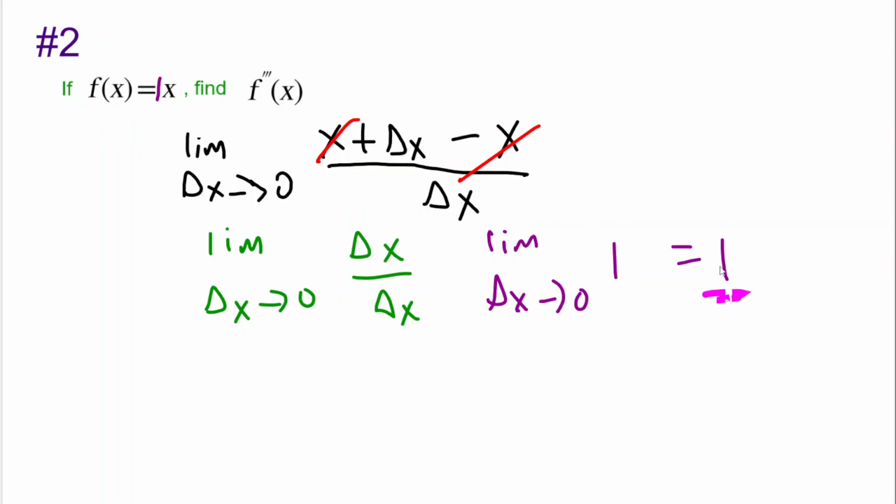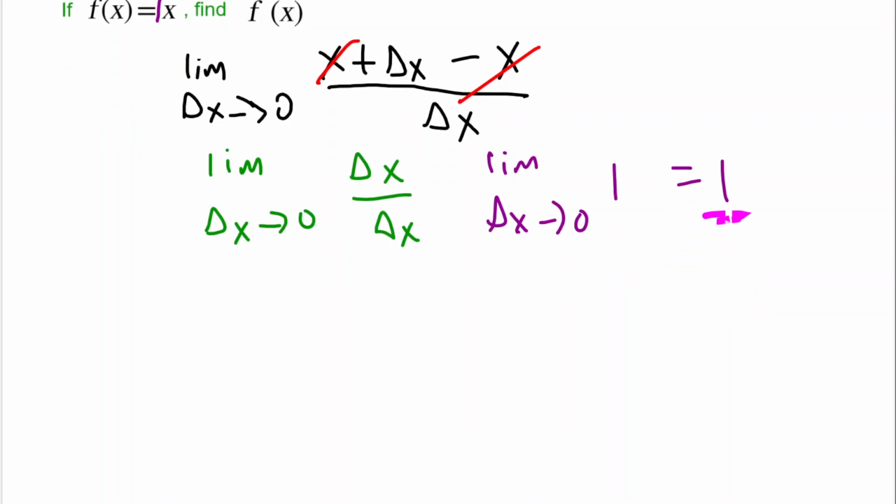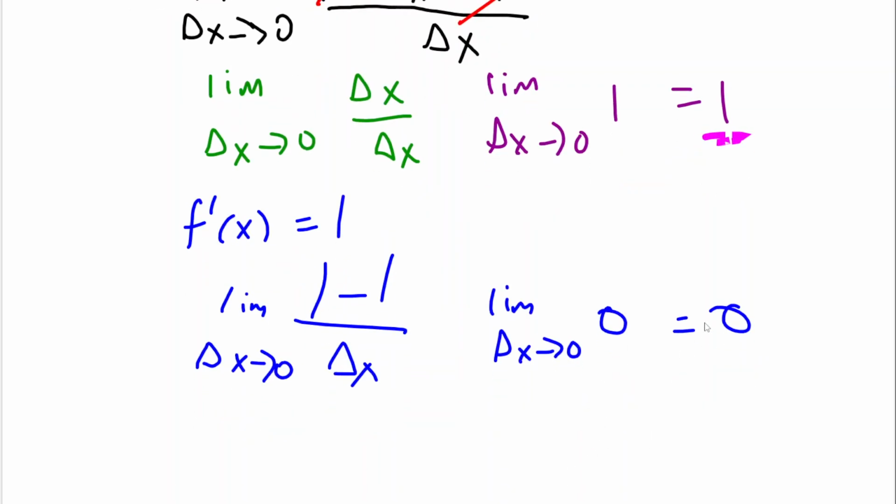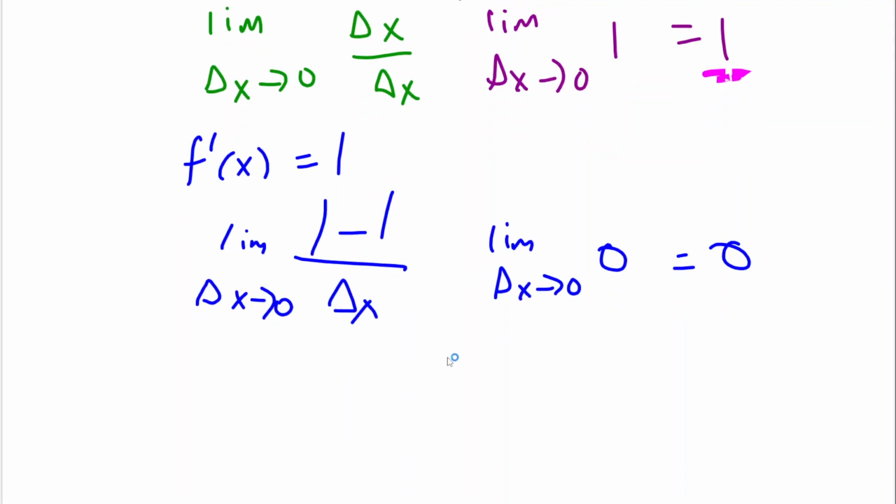But this is not our answer. This is f prime of x. So what we found is f prime of x, and f prime of x is 1. So we try the limit definition again here. F of x plus delta x is just going to be 1. We plug in any x value here, the output is going to be 1. So it's just 1 minus 1 over delta x, limit as delta x approaches 0. So then we get 0, the limit as delta x approaches 0 of 0, which is 0. And if we do this again with 0, we're going to get 0.